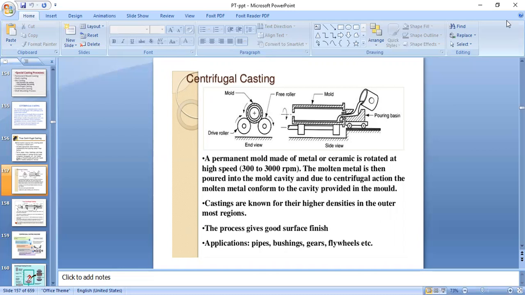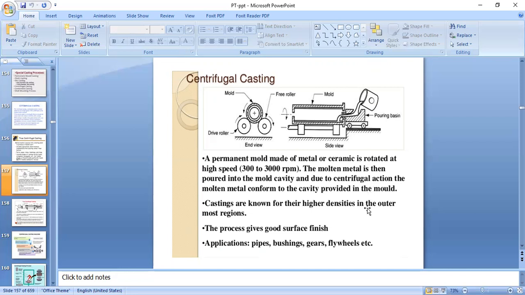A permanent mold, made of metal or ceramic, is rotated at a high speed, that is 300 to 3000 rpm. The molten metal is then poured into the mold cavity, and due to centrifugal action, the molten metal conforms to the cavity provided in the mold. So this is the hollow cavity. When the mold is rotating, the metal which is poured into the center of the mold is made to rotate. Since the mold is rotating, the metal will stick to the inner surface of the mold. Castings are known for their higher densities in the outermost regions.